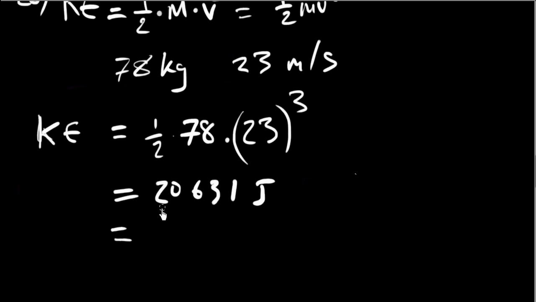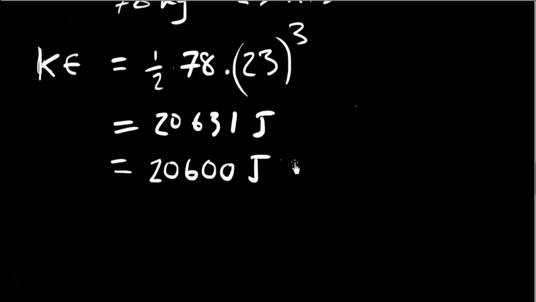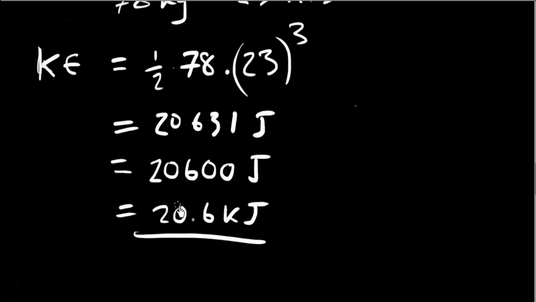20,631 joules, and this is not to three significant figures. If we did want to put it to three significant figures, it would be 20, that's significant, that's after the first non-zero number, so that's also significant, and this is significant, so that's 6. This rounds down to 0 joules. So you can also write that as 20.6 kilojoules, where a kilojoule is 1000 joules. That would be your three significant figures for the kinetic energy.